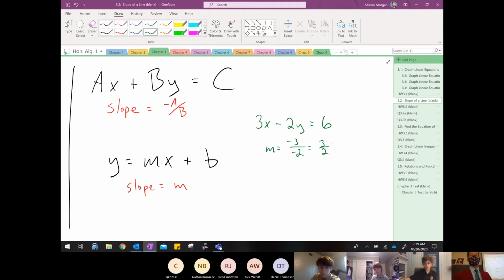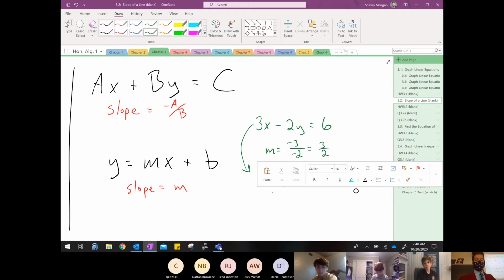Charlie, what 2 steps would you do to get y by itself here? In other words, to take this out of standard form and put it into slope-intercept form. Subtract 3x, so we got negative 2y equals negative 3x plus 6. Notice, by the way, I put the x term first. It's supposed to look like that. All right, go ahead, Charlie.